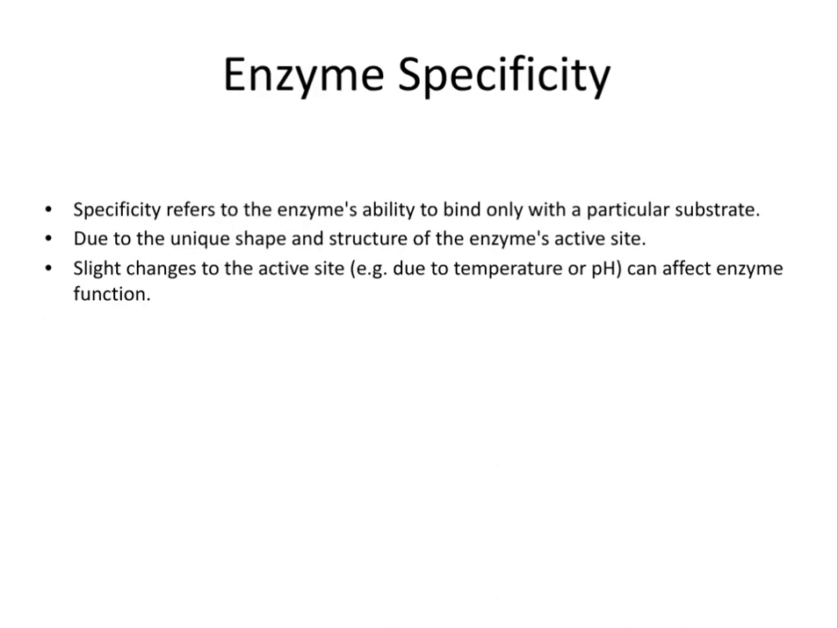Enzyme specificity. Specificity refers to the enzyme's ability to bind only with a particular substrate, due to the unique shape and structure of the enzyme's active site. Slight changes to the active site, for example due to temperature or pH, can affect enzyme function. So the enzyme works best under certain conditions, and temperature or pH could affect the enzyme's function and its unique shape and structure.